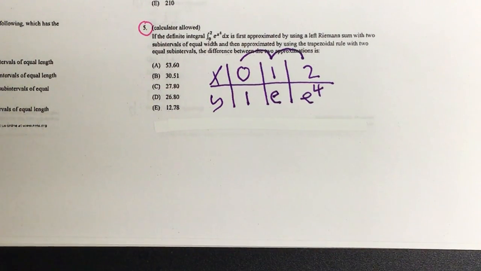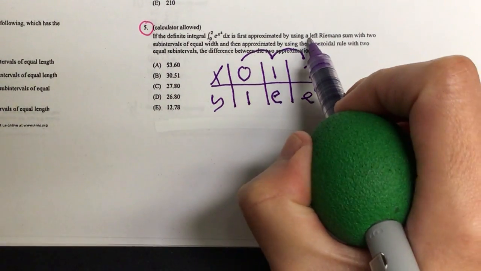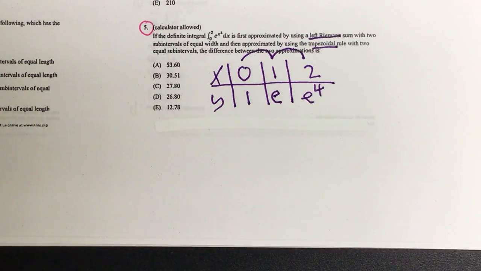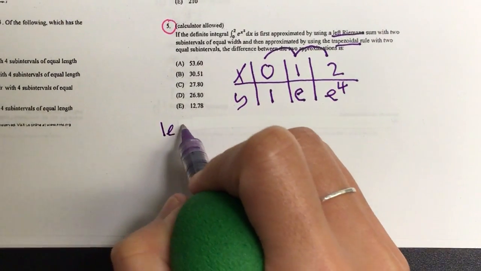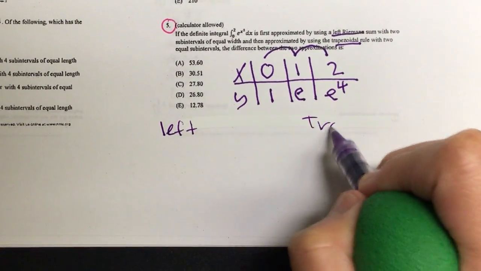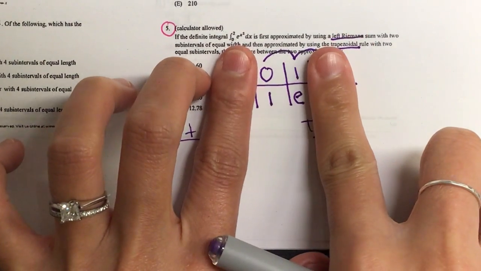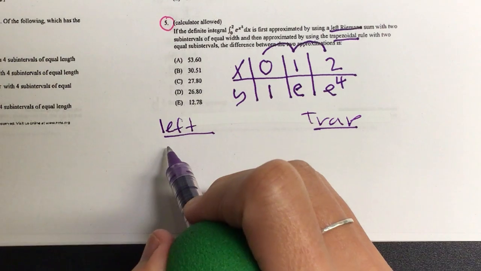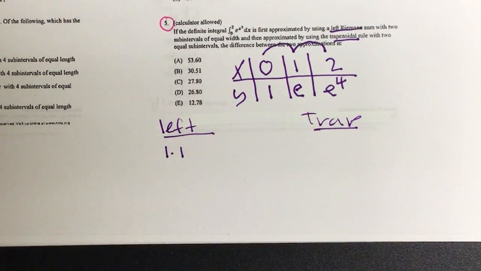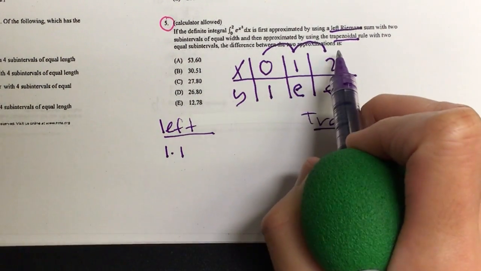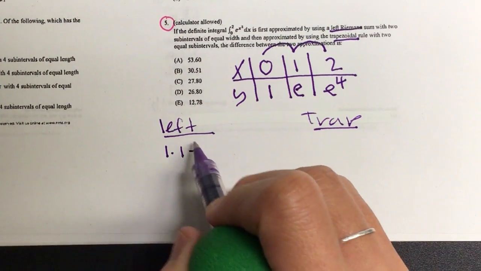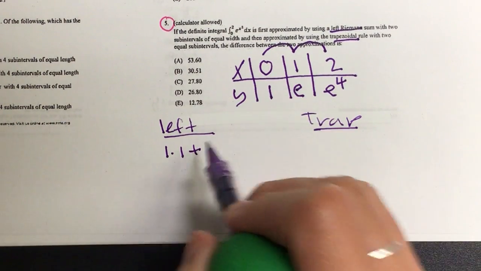So it's asking us to compare, right? Left versus who? Trapezoidal. So for the left, let's write out on the bottom, the left versus a trapezoid. So just looking at this, my left one is going to be 1 times 1, and the times 1 comes from the difference between the x's. And then the next left is going to be e, or e to the power of 4.